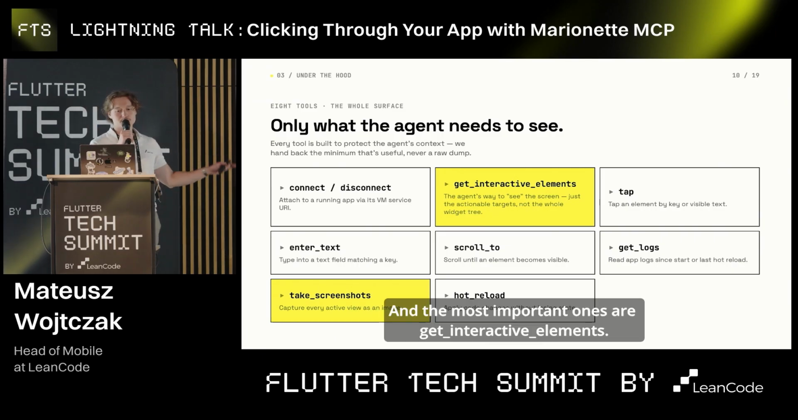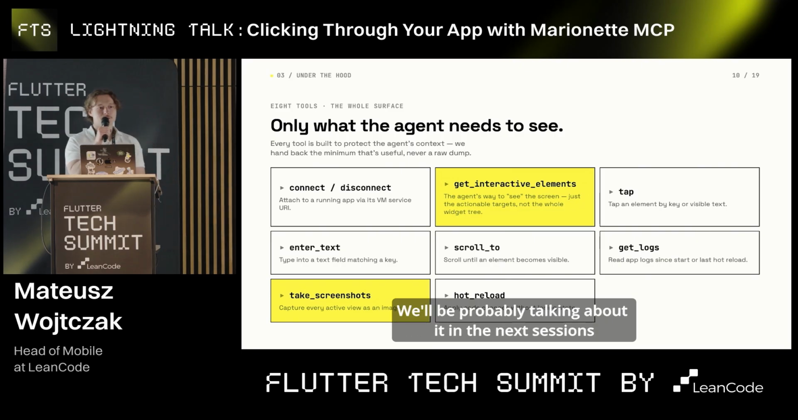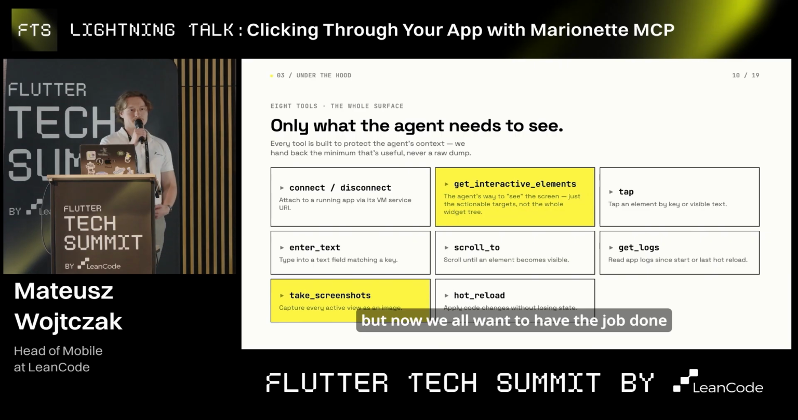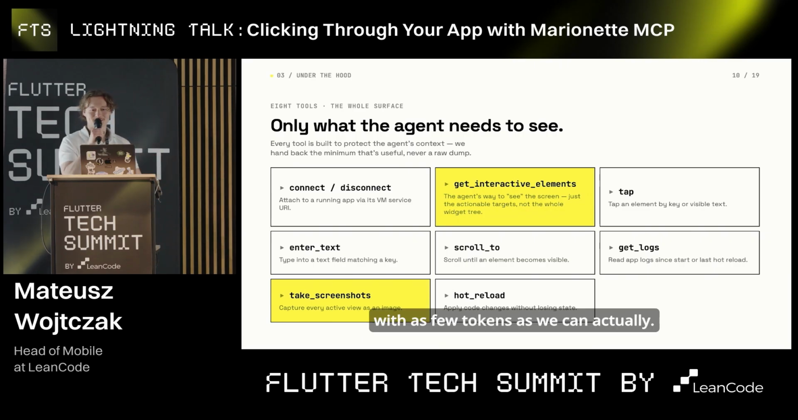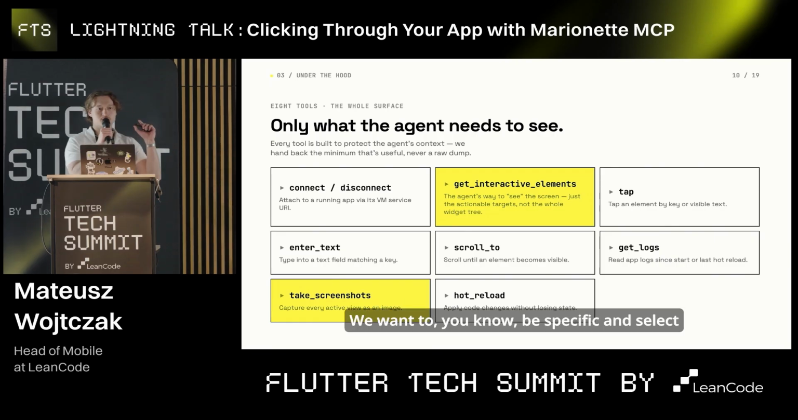And the most important ones are get interactive elements. So we want to be context efficient. This is very important. We'll probably be talking about it in the next sessions and panels: once it was token maxing, but now we all want to have the job done with as few tokens as we actually can. So we don't want to push all the widget tree inside. We want to be specific and select only the part of it that is interesting for us.